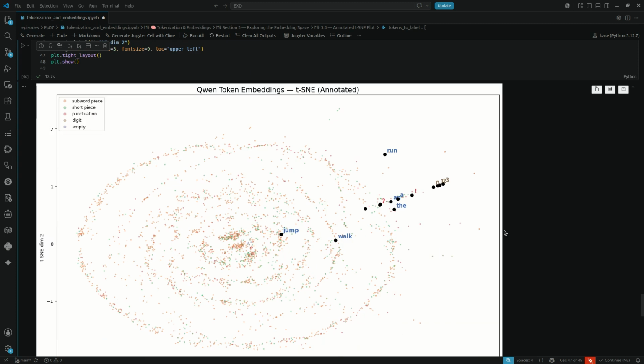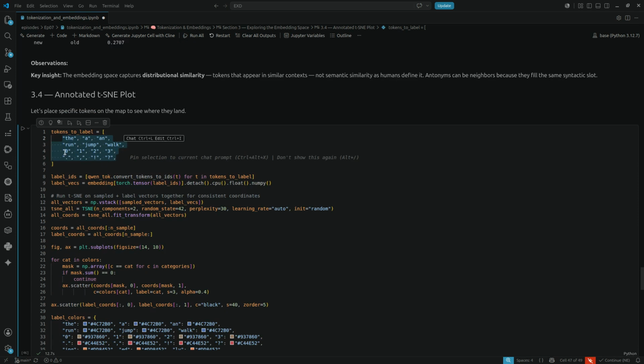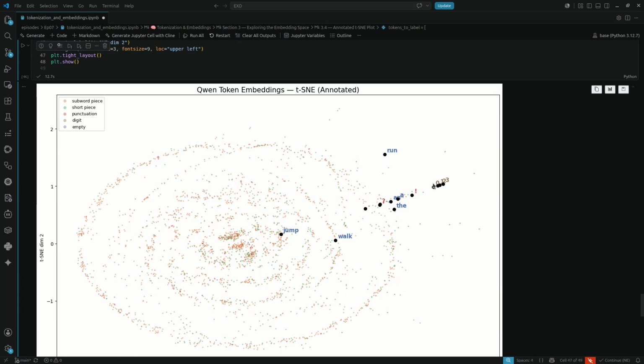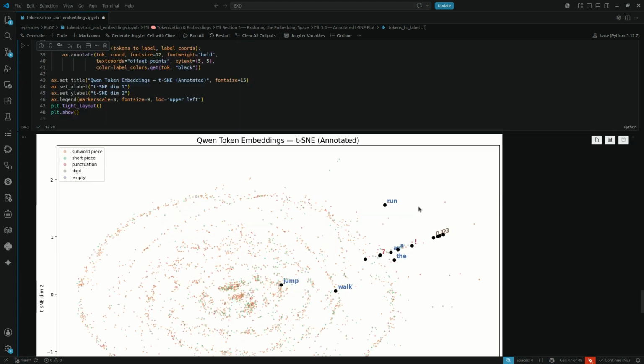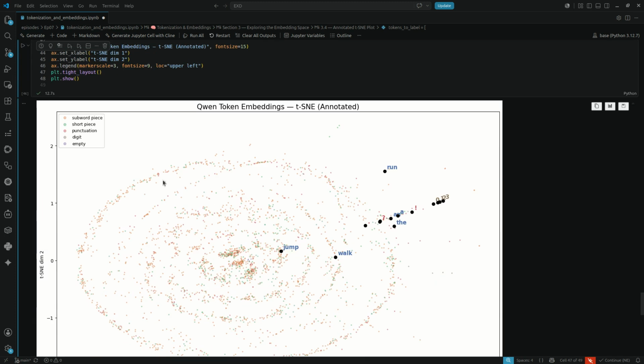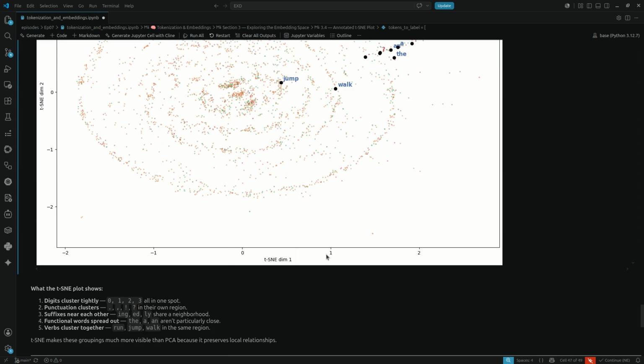Okay. So immediately you can see that the numbers, so if you look, we gave it 0, 1, 2, 3. All of them landed here in a tight cluster. A and the, tightly clustered in this entire space. Jump, walk are on different rings. Run is somewhere else.